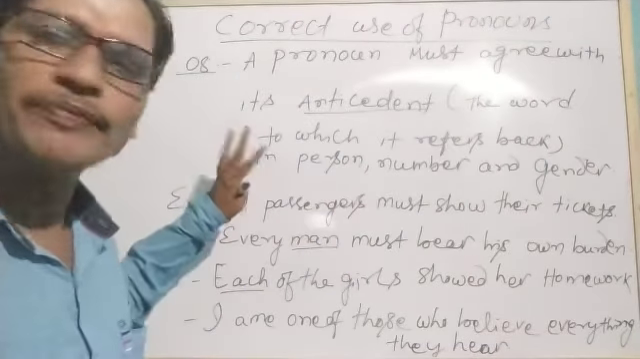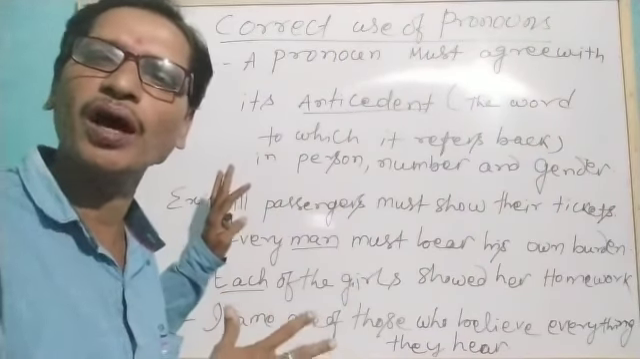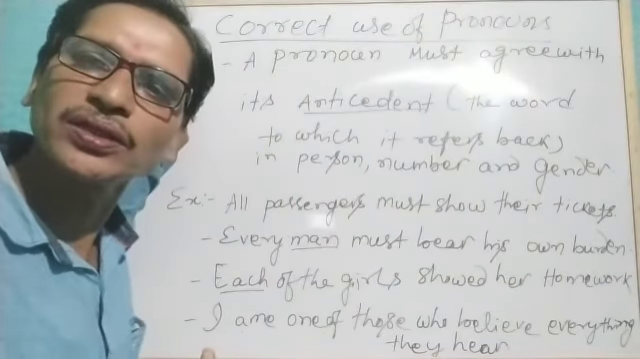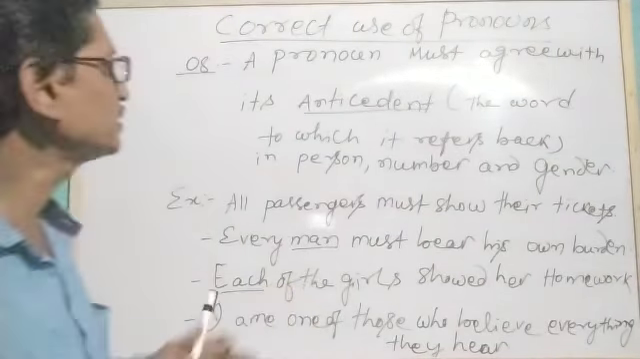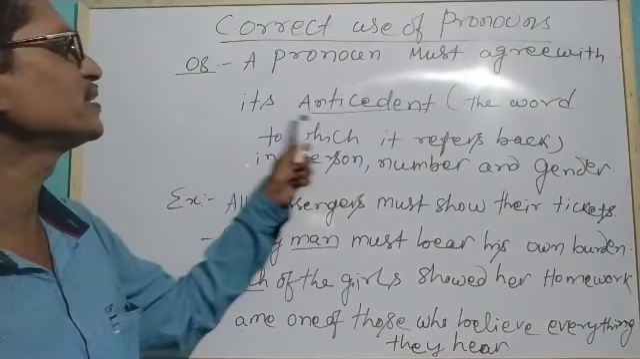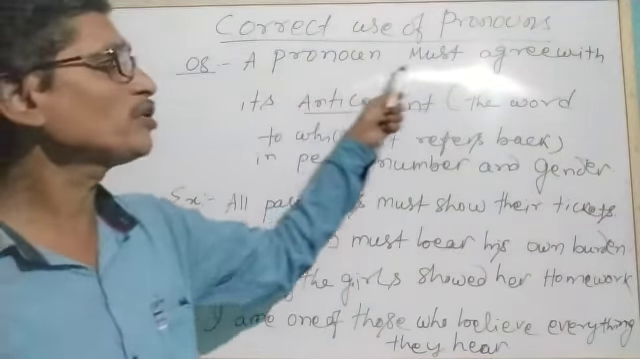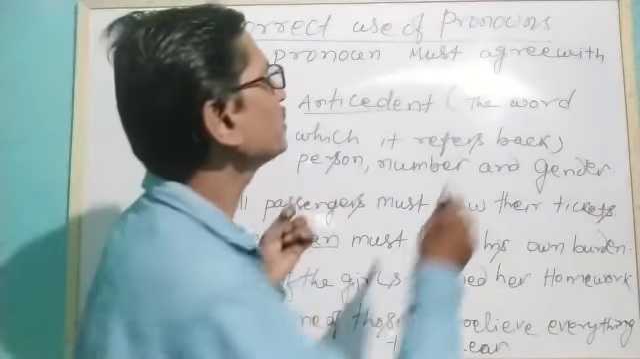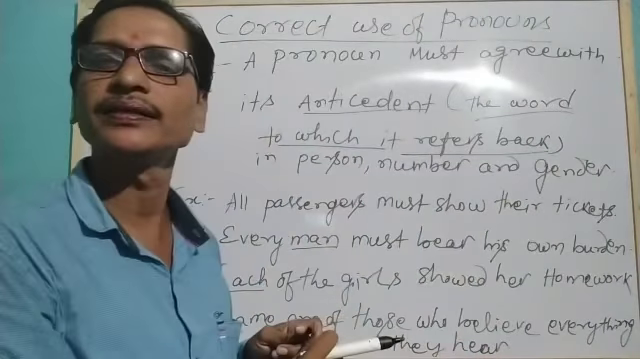Today, after understanding several instructions for the correct use of pronouns, here is another instruction, number 8. What does it say? Let's understand. A pronoun must agree with its antecedent. A pronoun must agree with its antecedent. Antecedent means the word to which it refers back.